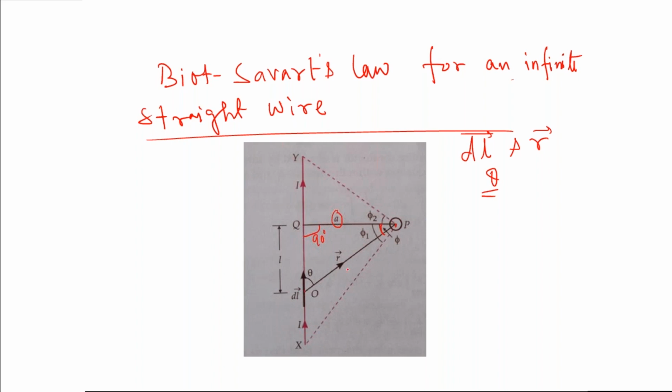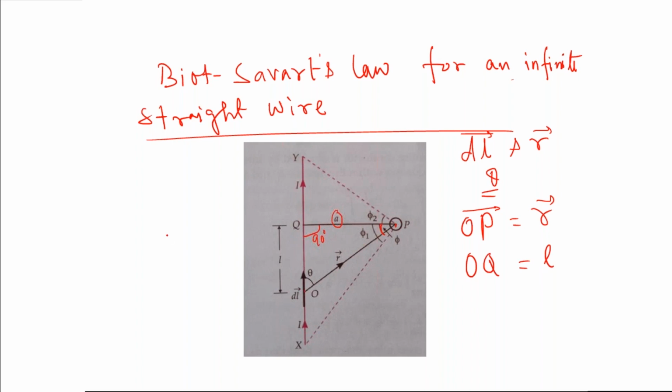Obviously we have taken this point as P, so OP is the radius vector. The length OQ, from the foot of the perpendicular to this element, suppose this is length L. Now the current flowing in this wire is suppose I.